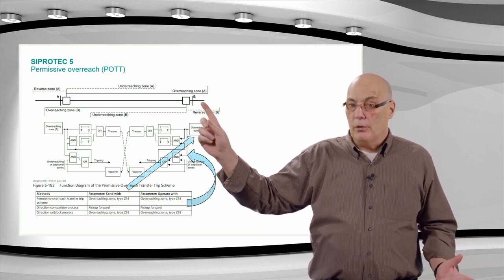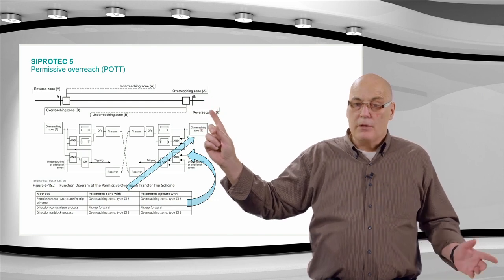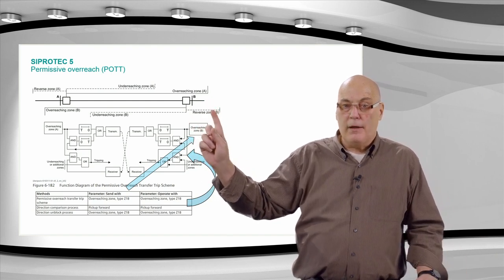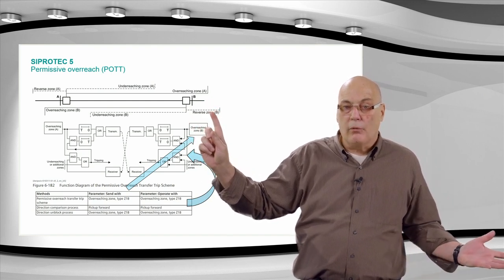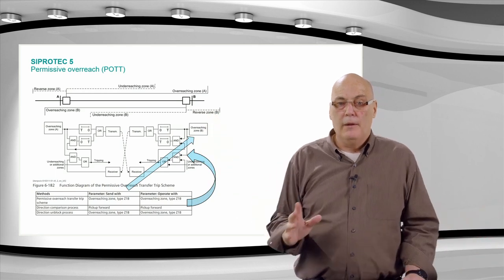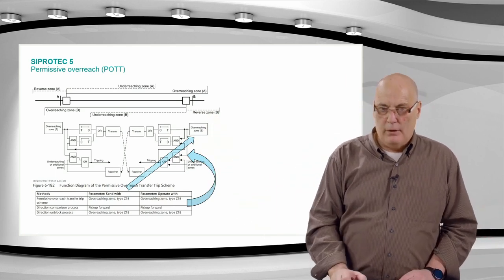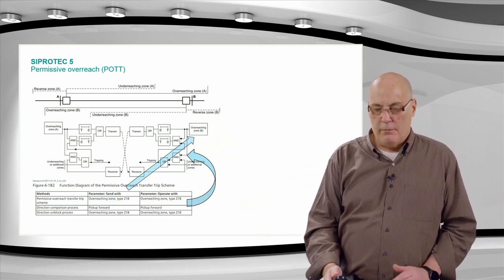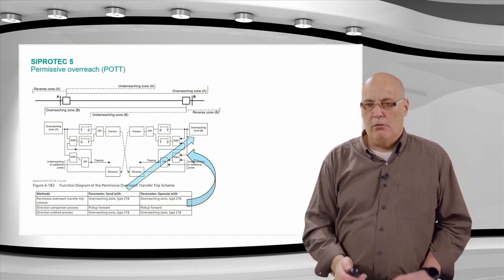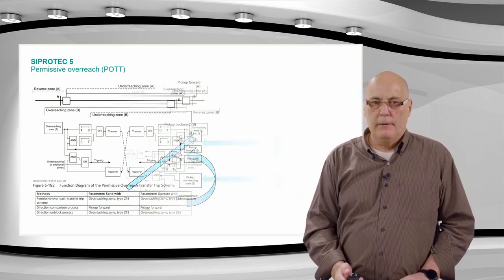But the local side would not send, because it's reverse. So only one side sends here, and the receiving side will not see the fault in its zone 1B and no trip. So the system is stable. Also, it's a direction comparison scheme in effect, not exactly, but almost.